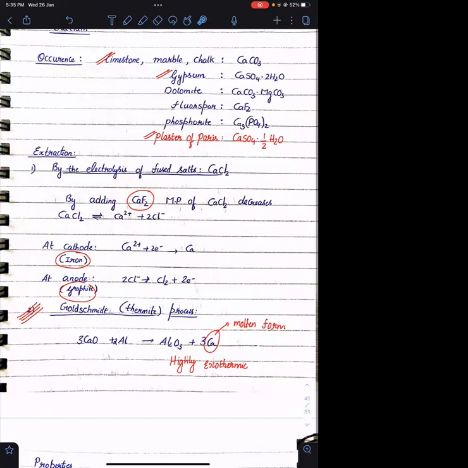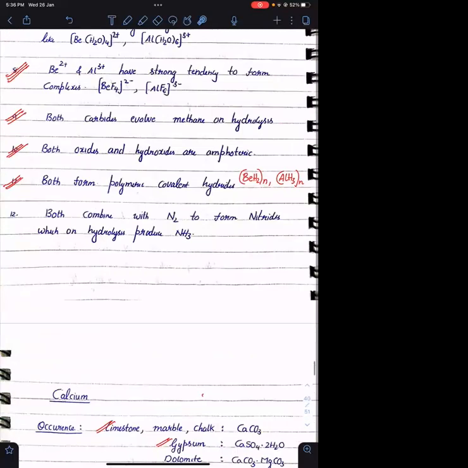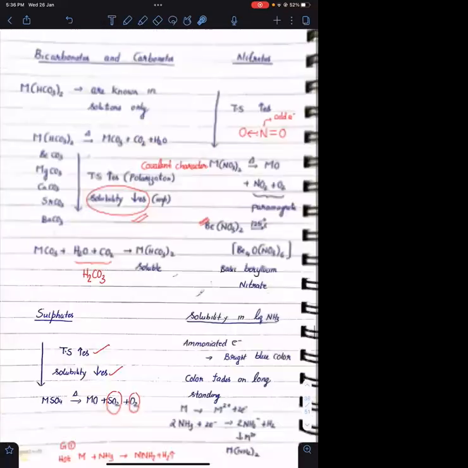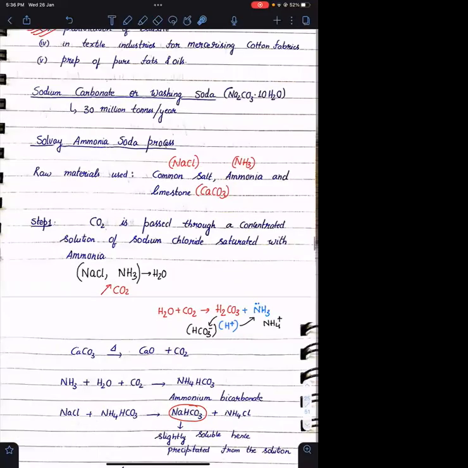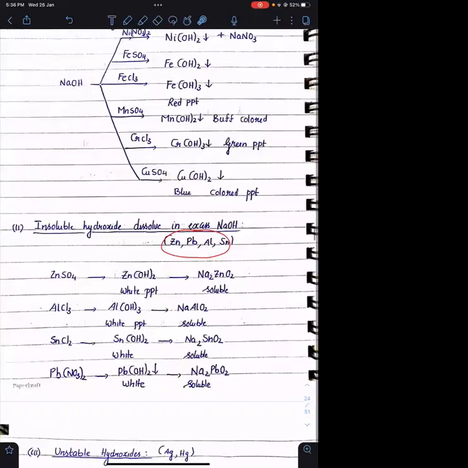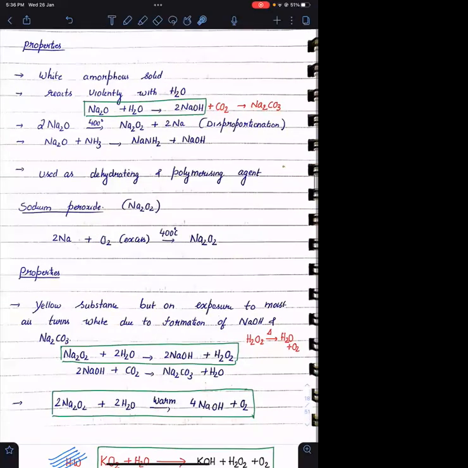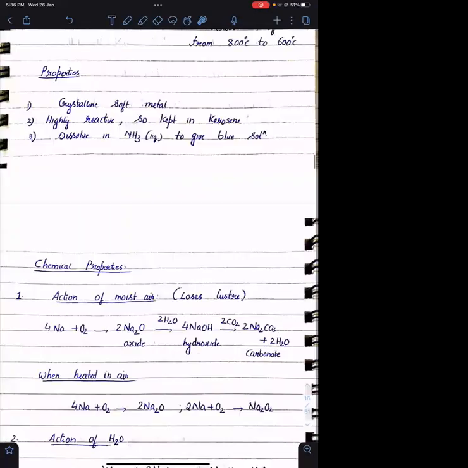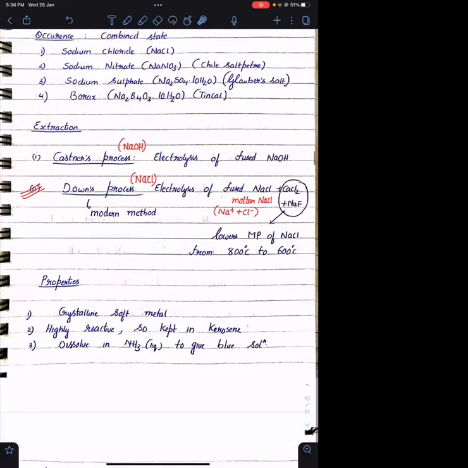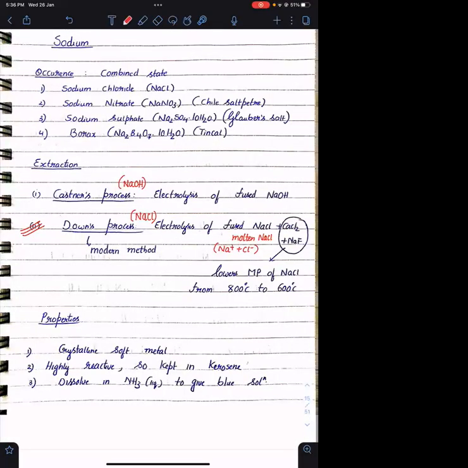In Downs process also we have added a mixture of I think NaCl plus CaF2. Remember what is the mixture added in case of Downs process? NaF and CaCl2. Good. NaF and CaCl2 use किया है. यहाँ पे this one we have added the NaF and CaCl2.